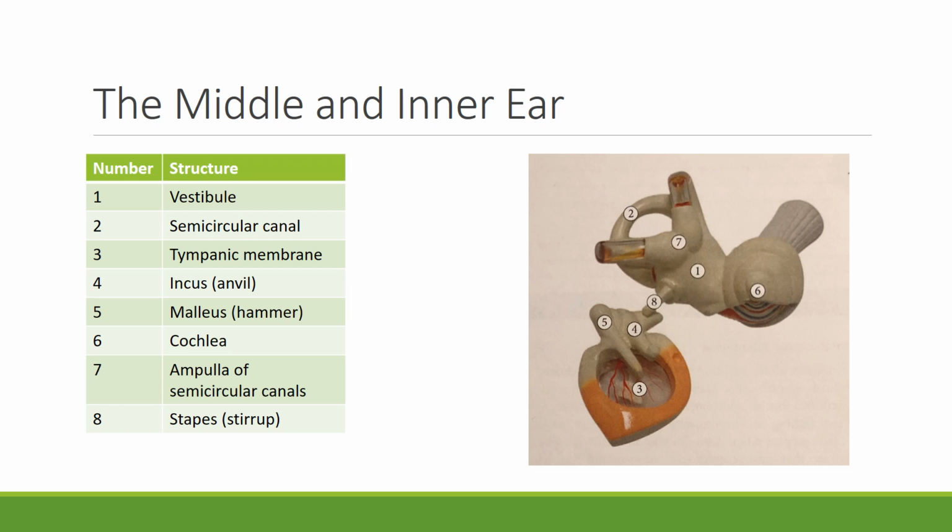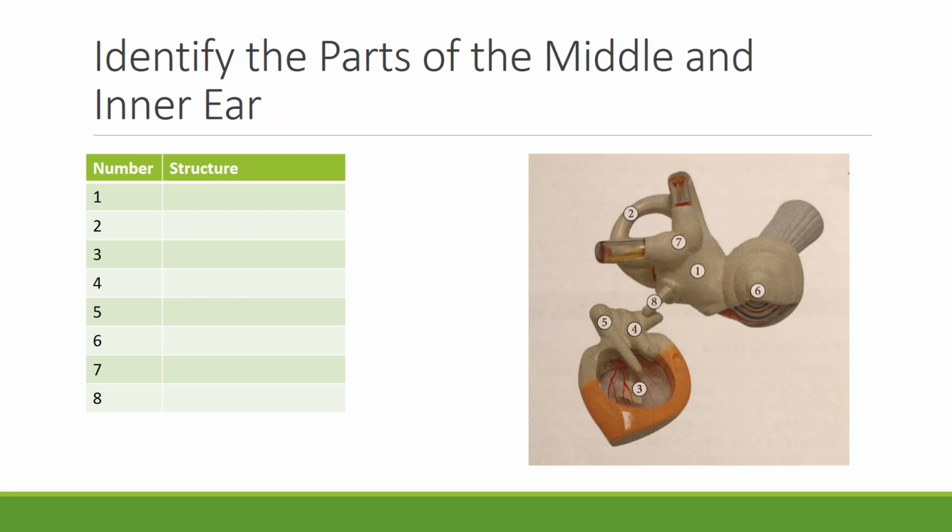Number 6, the cochlea. Number 7, the ampulla of the semicircular canals. And number 8 is the stapes or stirrup. Again, can you label the parts without looking at the previous diagram?